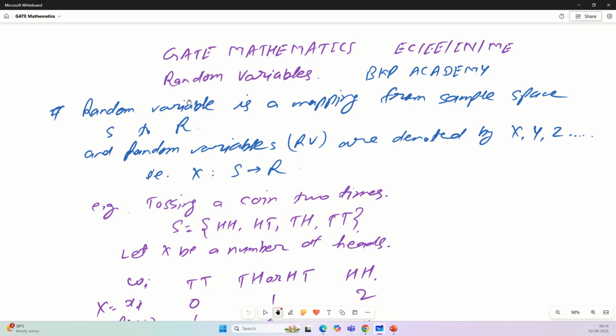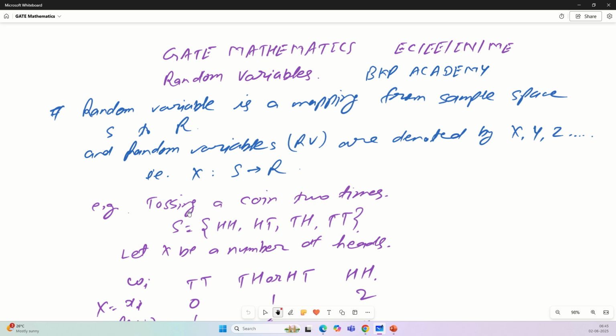So let us see first what a random variable is. A random variable is a mapping from sample space S to R. What does it mean? Let us say you have a sample space. Random variables are denoted by X, Y, Z, basically capital letters. Let us see what a sample space is.